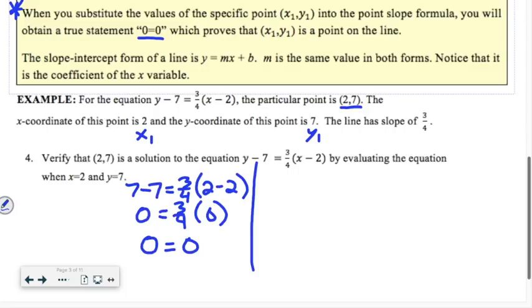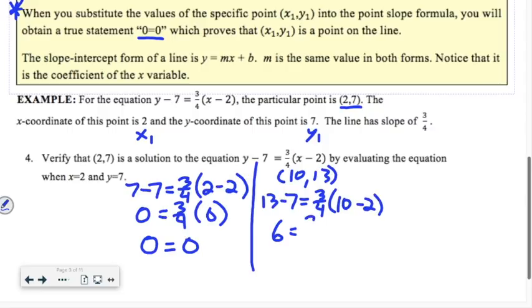So I'm going to look at the point 10, 13. Let's check to see if this is also on the line. So I'm going to plug in 13 for y, so 13 minus 7 equals 3/4 times 10 minus 2. 13 minus 7 is 6. 10 minus 2 gives me 8. When I multiply that by 3/4, I'm going to get 2 here, and this cancels to 1. So 3 times 2 is 6. 6 equals 6, so that means that's true.